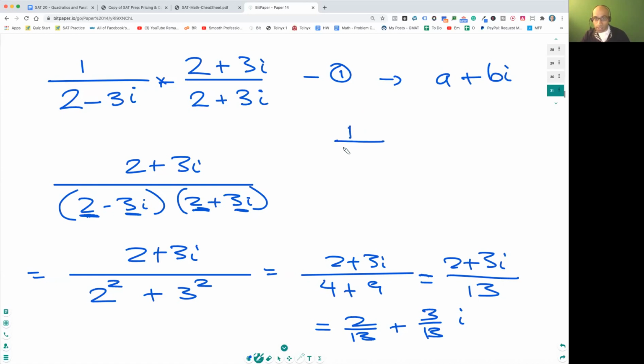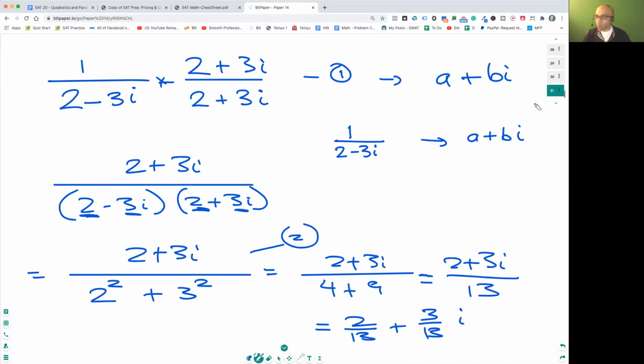So the question is, you have 1 over 2 minus 3i, and you've got to convert it to the form a plus bi. Remember, this is in the denominator. So this is not equal to 2 minus 3i. The way you convert it: the first step is you multiply by the complex conjugate. The second step is you use 2 squared plus 3 squared, and then you get the answer.